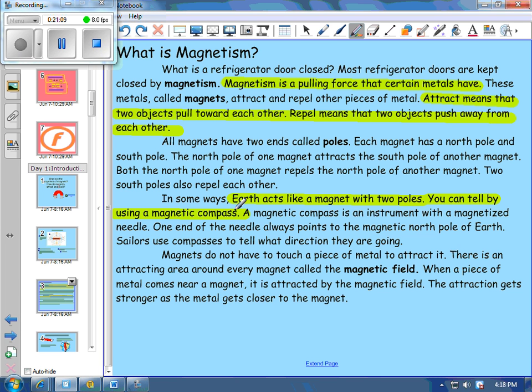Magnets do not have to touch a piece of metal to attract it. There is an attracting area around every magnet called the magnetic field. When a piece of metal comes near a magnet, it is attracted by the magnetic field. The attraction gets stronger as the metal gets closer to the magnet.